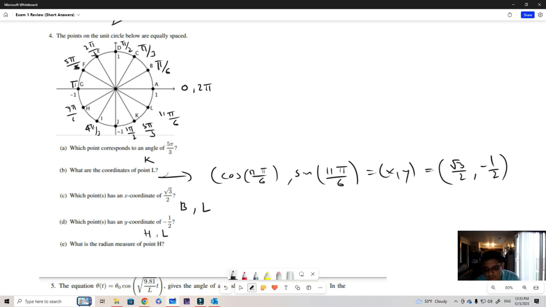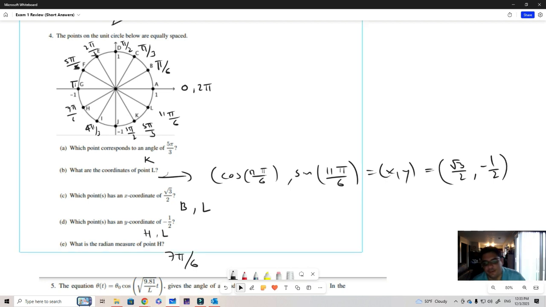Now we want to know what is the radian measure of the point H. And so this is 7 pi over 6, of course. So that's a little bit of getting back to the unit circle.